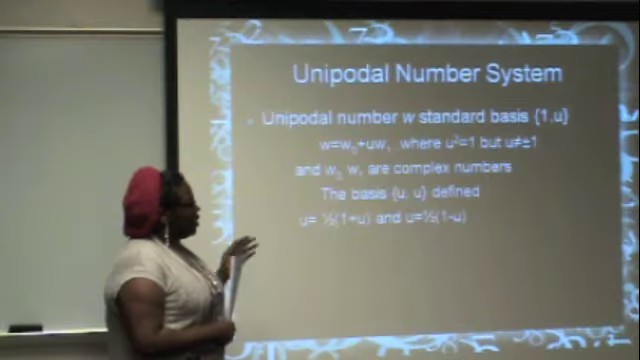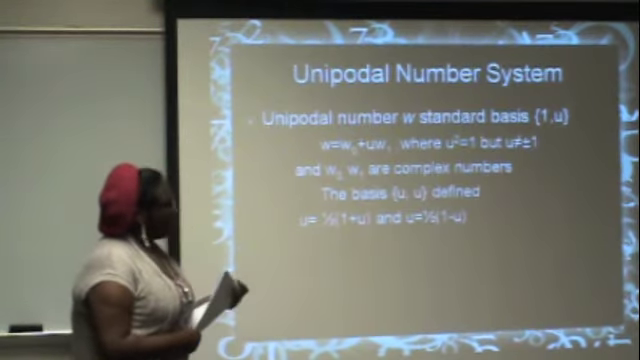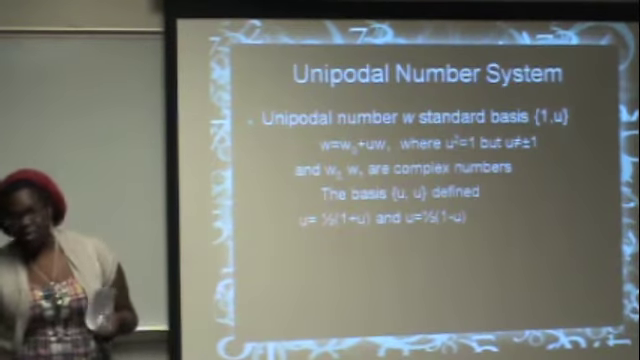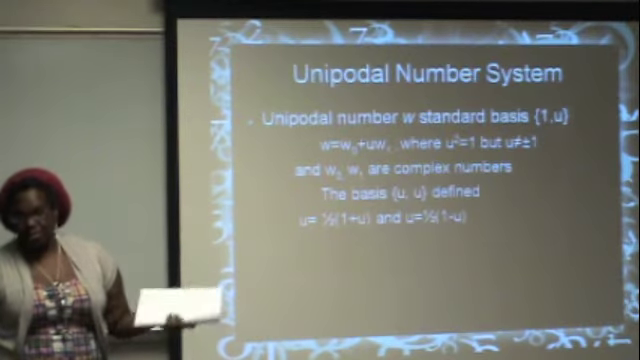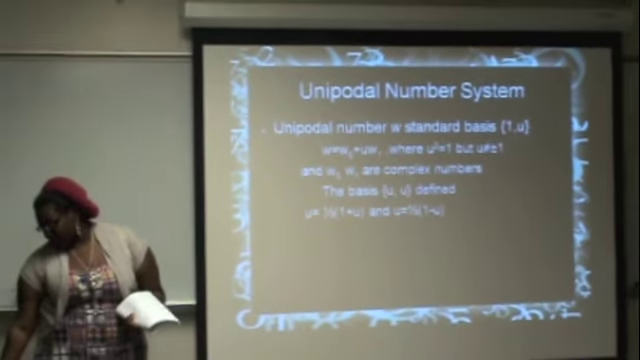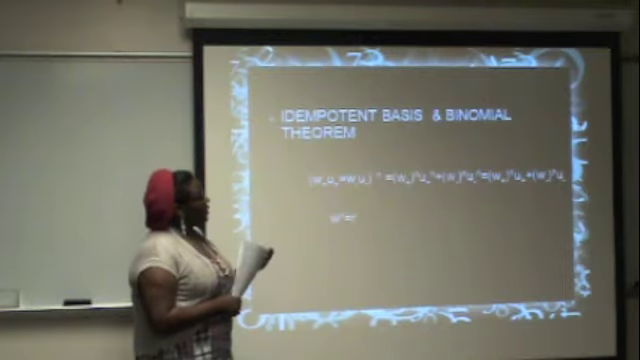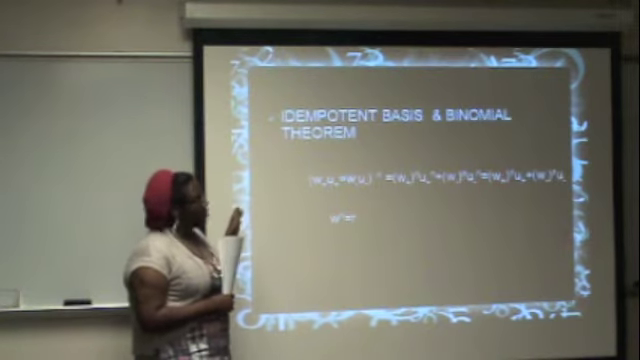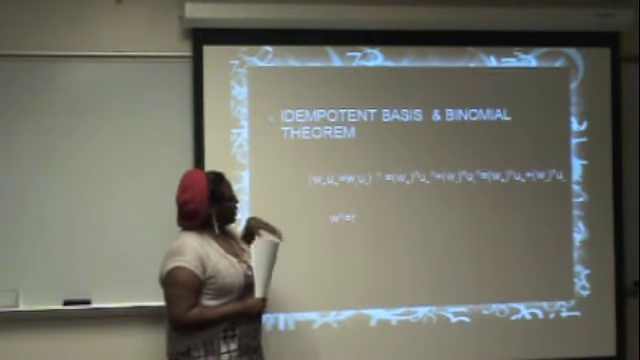The basis u plus and u minus is defined as u plus equals 1/2 (1 plus u), and u minus equals 1/2 (1 minus u), plus or minus, because in most polynomial equations you have a plus or minus, so we need to account for the plus and minus. And we also know from the idempotent basis and binomial theorem, we can take w plus u plus and w minus u minus. This is actually supposed to be a plus on here. Sorry about that.